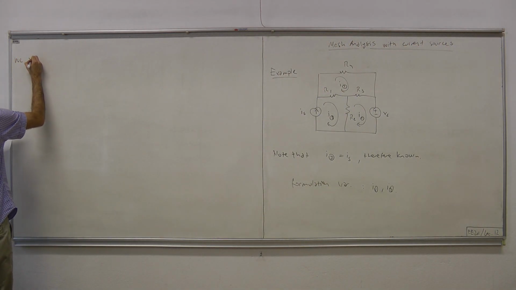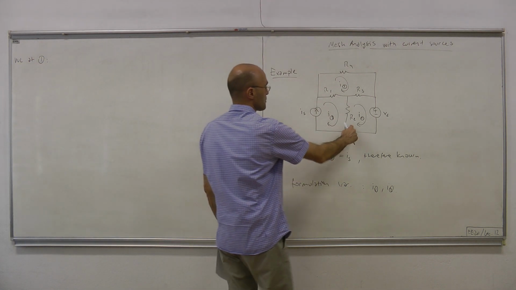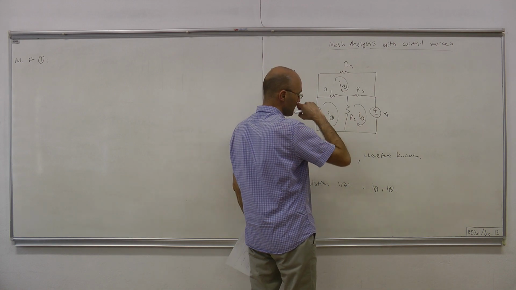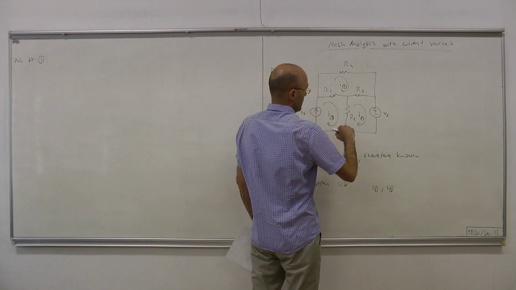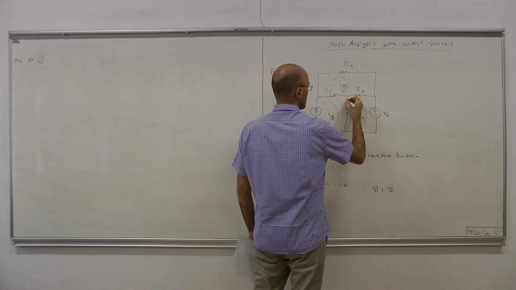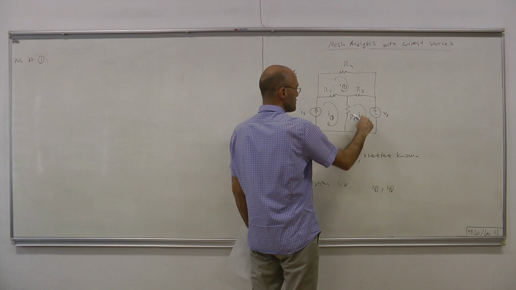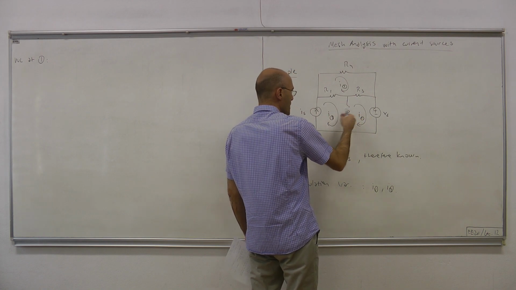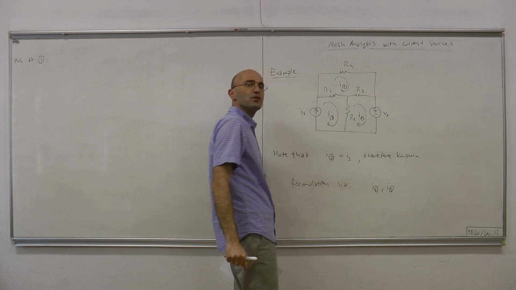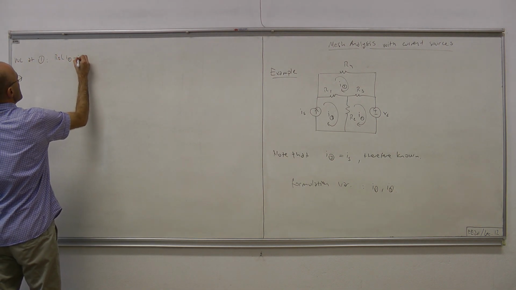So KVL at mesh 1. Okay, that's right. Suppose that we start from this point, so what we're going to do is add up 3 voltages, plus minus this voltage, plus minus that voltage, and finally plus minus this voltage. Plus minus this voltage is R2 times this current, and this current is I1 minus I3. And I3 is IS, therefore this current is R2 times I1 minus IS.